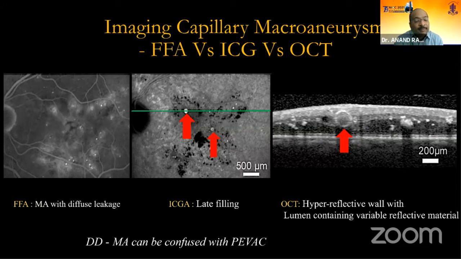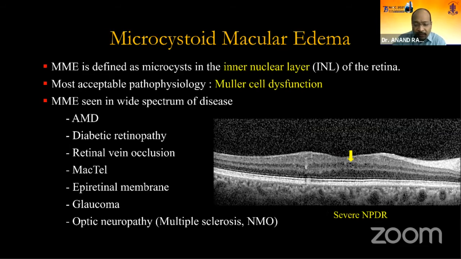Microcystoid macular edema, again something which has come up recently, is defined as microcysts in the inner nuclear layer of the retina. Most acceptable pathophysiology: Muller cell dysfunction, seen in a wide spectrum of diseases like AMD, DR, RVO, etc. An example here from severe NPDR.